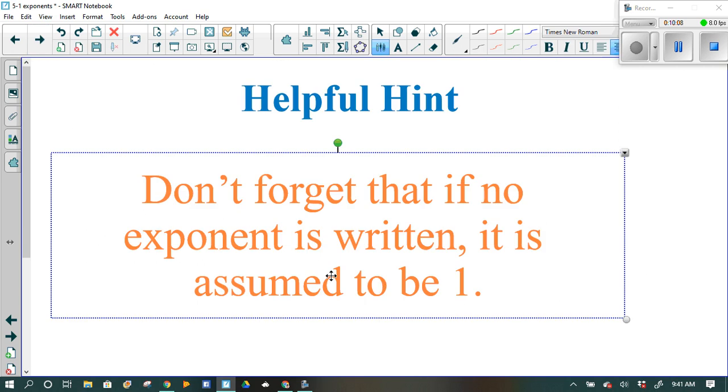Don't forget that if there is no exponent, then it's just 1. So if you see x, it's the same thing as x to the 1. But also remember that x is also equal to 1x. So x is equal to 1, x to the 1. So the 1s are assumed, okay? The 1s are assumed if there's nothing there. If there's a 0, then they'll put 0.